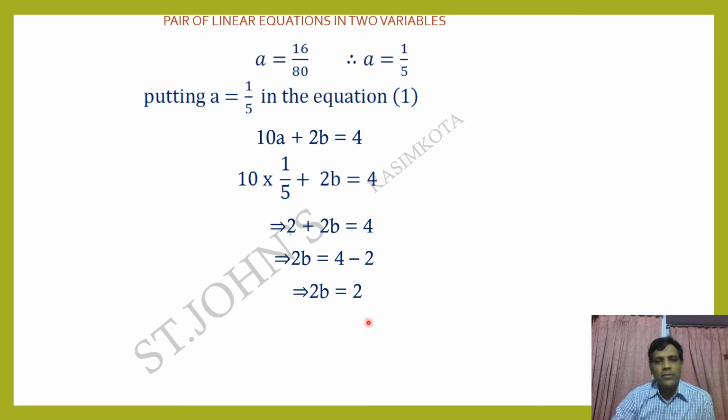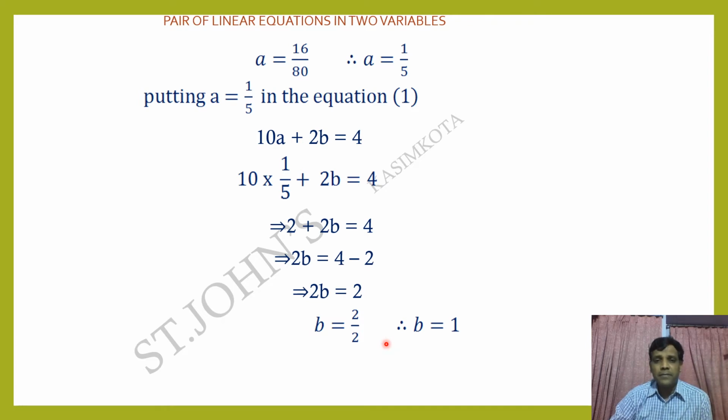2b equals 2. So b equals 2 by 2. 2 cancels 2. What is the value of b? 1. Okay, write the next step. 2b equals 2, then b equals 2 by 2. 2 cancels. Therefore b equals 1. Therefore the b value is 1.